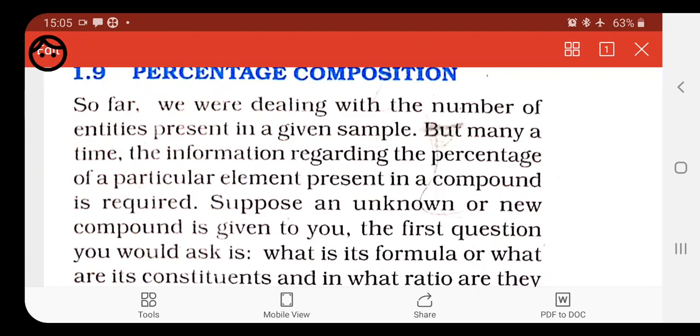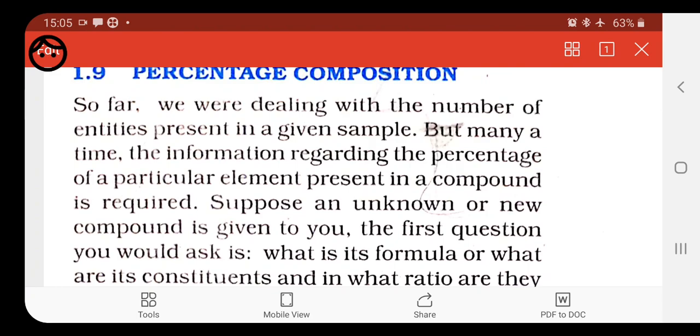My dear students, let's continue with another topic of chapter 1, some basic concepts of chemistry. Here we have percentage composition. First we should know what we mean by percentage composition. Whenever we are talking about any compound, this compound is made up of a combination of different elements in different numbers. To get the percentage of each element present in the compound, we calculate this, which is called percentage composition.